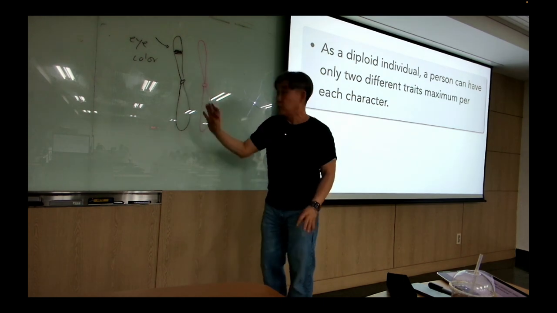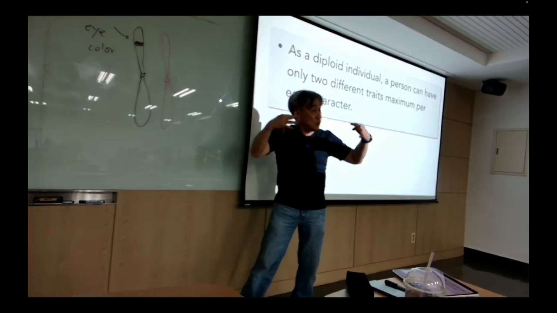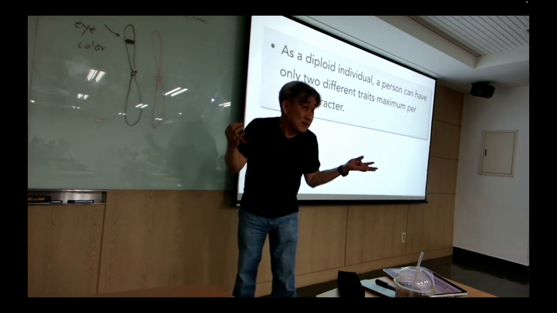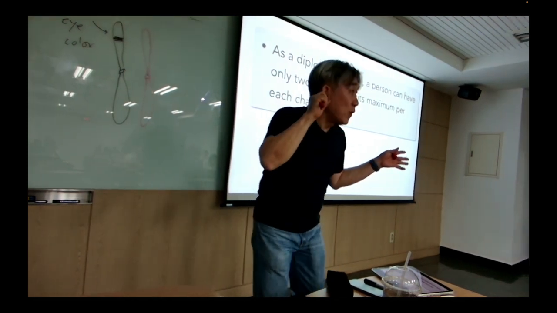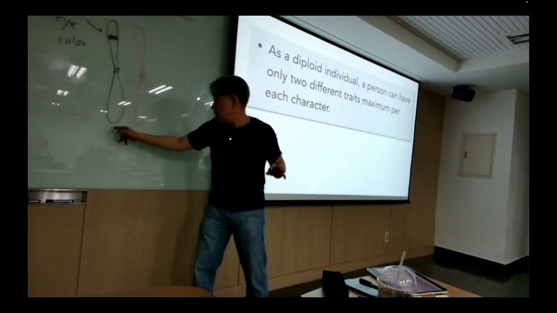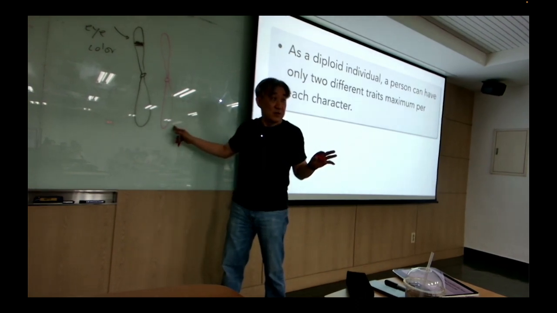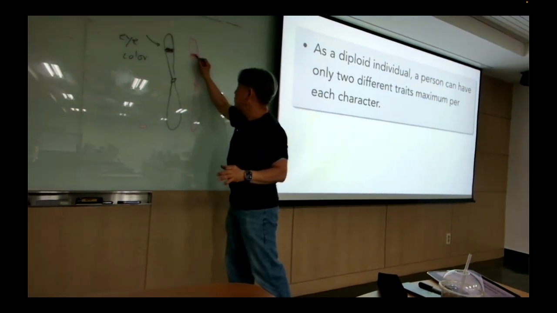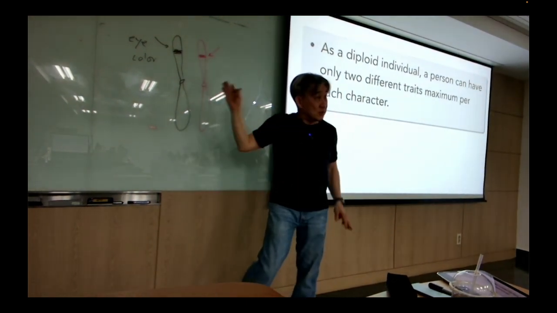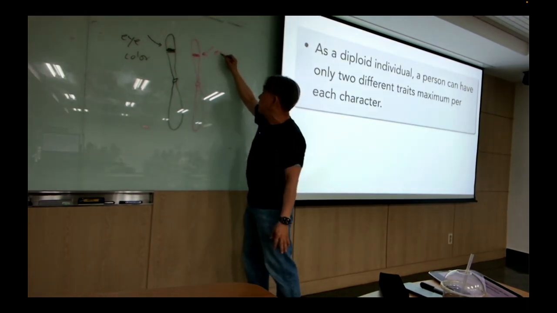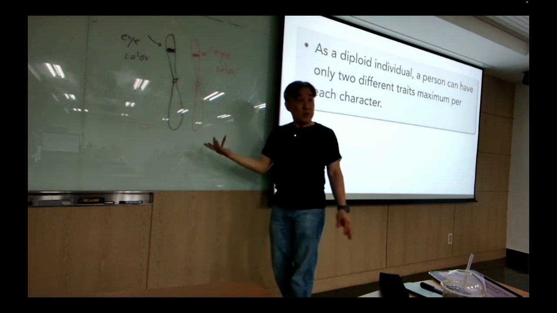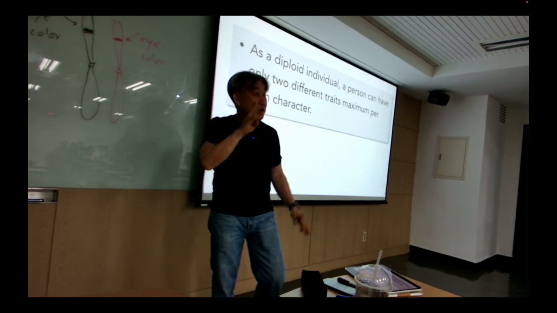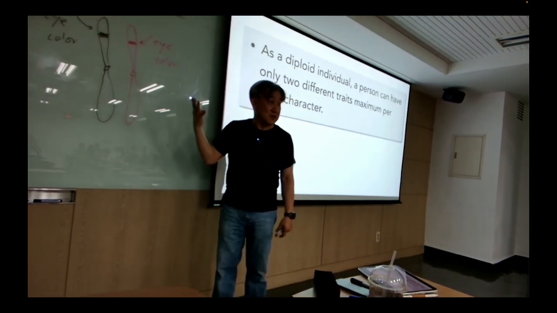So as a diploid, you also have another chromosome. These two particular chromosomes are called what? What kind of chromosomes are they? Did you forget? Homologous, exactly. Homologous chromosomes. Why? Because one you got from your father, the other one you got from your mother, but the same chromosome. So here, you also have exactly the same location on the homologous chromosome. You have eye color. Since you are diploid, you have only two homologous chromosomes, no more. So you have only two different versions of the eye color gene, two traits.